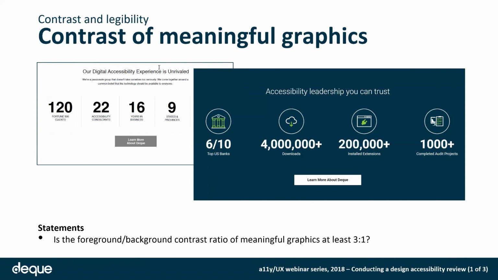Again, the important statement that we need to ask ourselves is if the foreground and background contrast ratio for the meaningful graphics, not the decorative, but meaningful graphics, is at least 3:1. So this concludes our demonstration on the heuristic part.